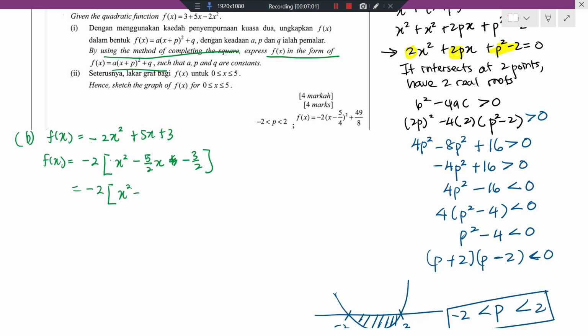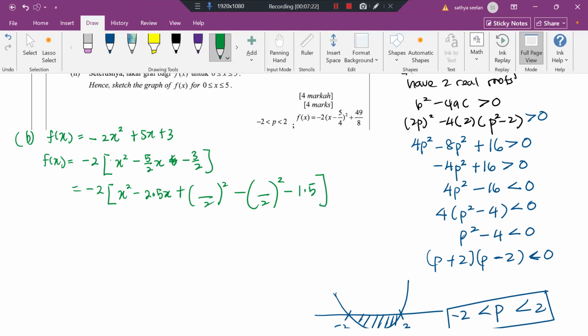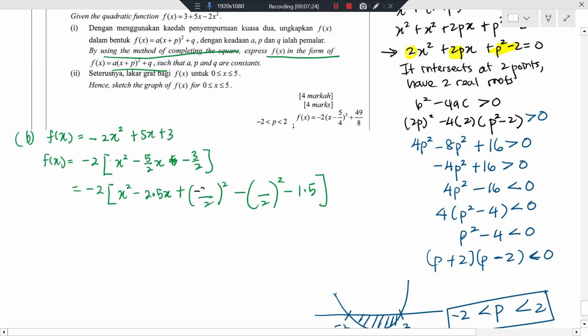So x squared minus, maybe I do in decimal. 2.5x. I can see things clearer. Okay. Then plus bracket over 2 squared minus bracket over 2 squared. And then minus 3 over 2, I put minus 1.5. Okay. Then insert your b value here. -2.5. -2.5.